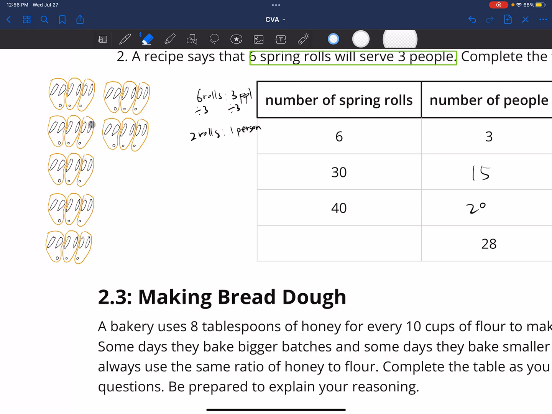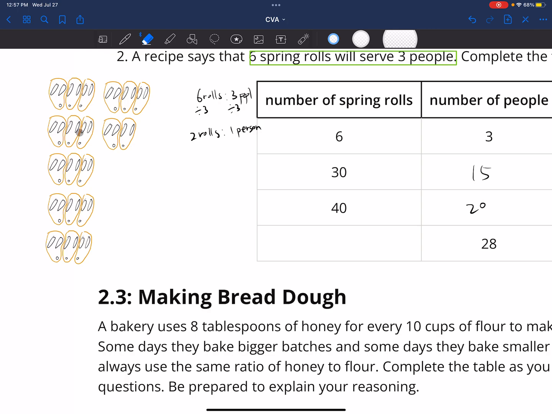But I don't want 42, right? I want 40. So if I don't want 42, I want 40, then all I need to do is erase this part here. Now I have 40 spring rolls, right? And then if I get rid of the spring roll, I also have to get rid of the person because I want 40 spring rolls.